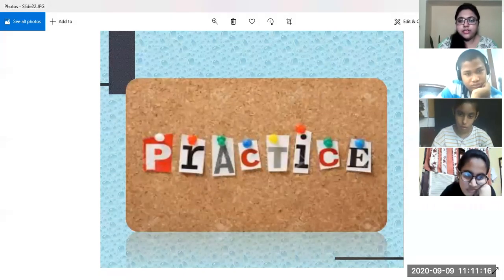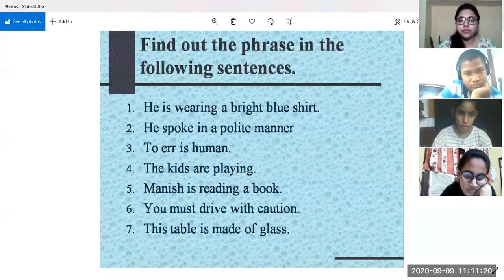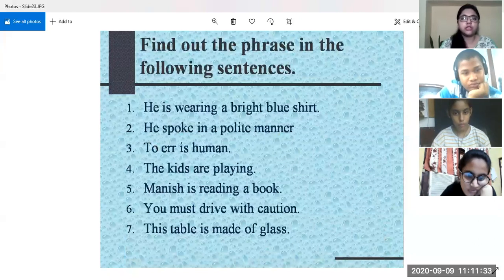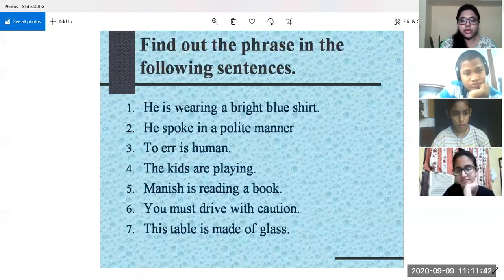Let us do the practice of the types of phrases. In this exercise, you have to find out the phrases in the following sentences. Just find out the phrases, and you don't have to tell me the kinds of phrase right now. I'm giving you a few seconds to go through all the 7 sentences, and then you can raise your hands. Time starts now.